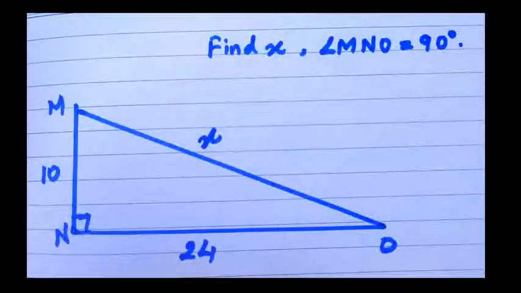So x square equals 676. But we need to find the value of x. It is the square root of 676, that is 26. Therefore, the value of x here is 26. That's our sixth problem.